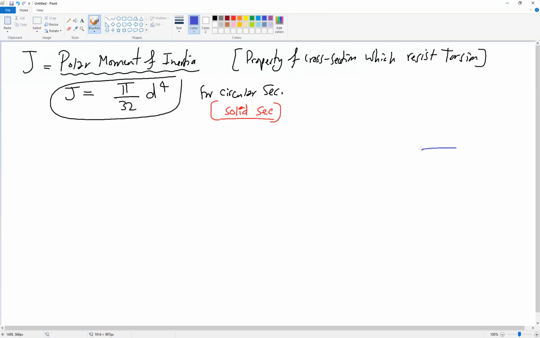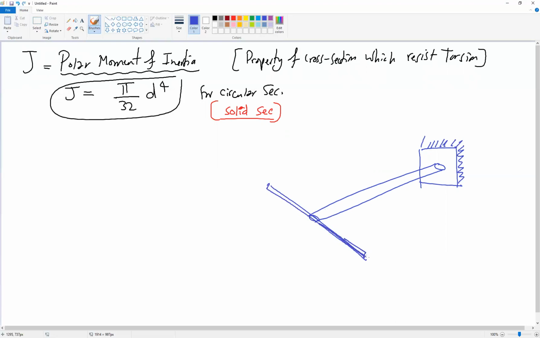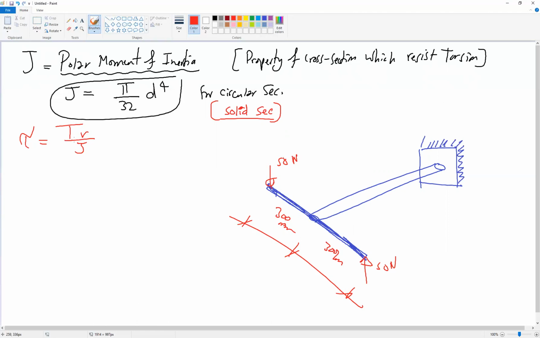And now if we return to our problem, this is the fixed part and this is our shaft, and this is the rod here. Okay, and we have two applied loads, 50 Newton and 50 Newton, at 300 and 300. If we need to apply this formula, T R divided by J, we need to find these three parameters.